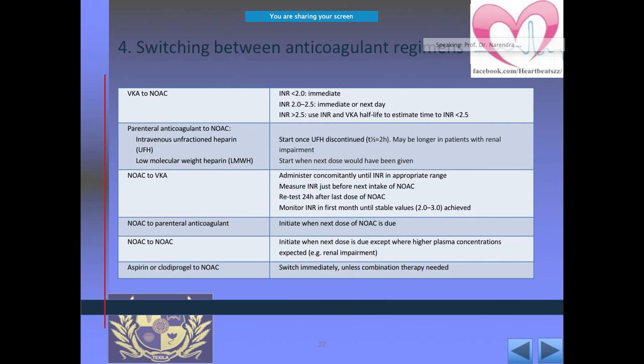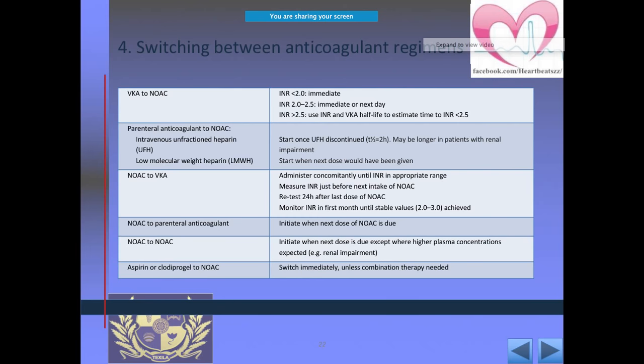Okay, so if someone is on a vitamin K antagonist and you're thinking of switching over to a NOAC, you should check the INR. If the INR is less than 2, you can switch immediately. If the INR is between 2 and 2.5, you can switch immediately or wait till the next day. However, if the INR is more than 2.5, then use the INR and the oral vitamin K antagonist till the INR drops below 2.5.